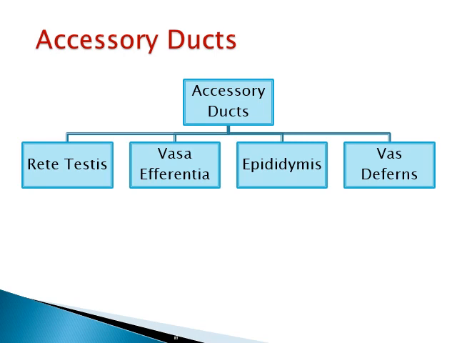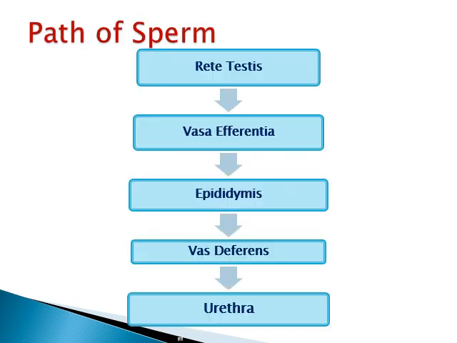After studying the primary sex organ, the testes, now we move towards the secondary sex organs. It includes the accessory ducts. Accessory ducts are those ducts which transfer the sperm outside the testes. These are rete testis, vasa efferentia, epididymis, and vas deferens. Now let's see how the sperms move outside the testes. Sperms first come into the rete testis, then they move into the vasa efferentia. After that they come into the epididymis, vas deferens, and then ultimately to the urethra.